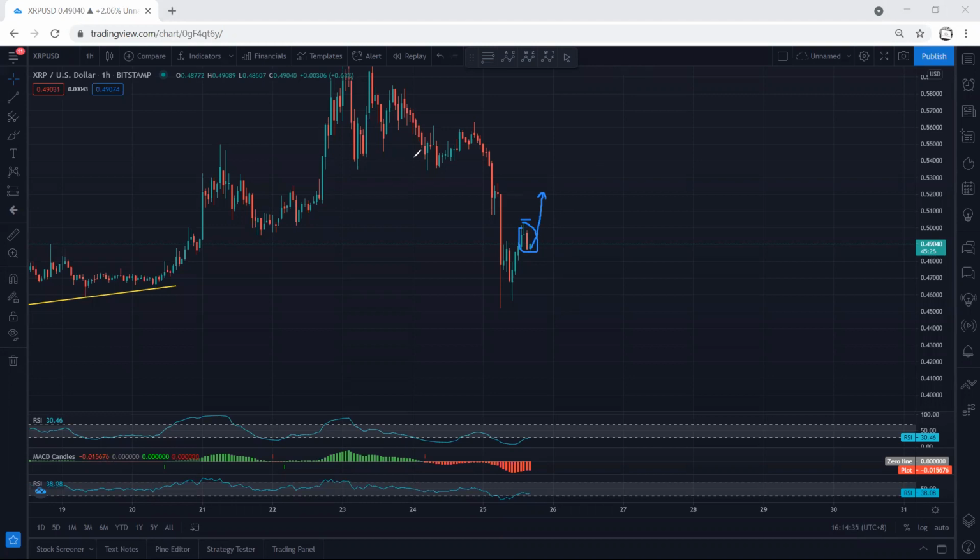But right now, the best thing is we wait, we see whether we can get any trade setup here or not. In this case, we just follow the chart.